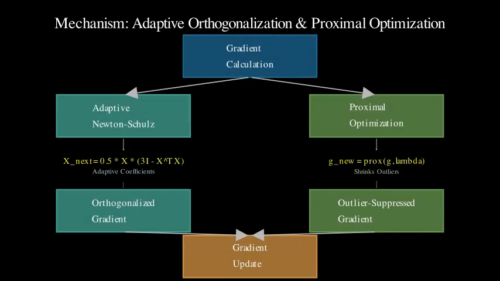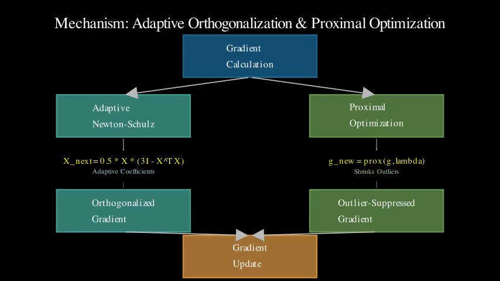First, for dimension-robust orthogonalization, it employs an adaptive Newton-Schultz iteration. Instead of a fixed number of orthogonalization steps, ROOT uses a Newton iteration, which quadratically converges toward an orthogonal matrix. Critically, it adaptively adjusts the coefficients within this iteration based on the specific matrix size being orthogonalized. This ensures consistently high precision across all parameter dimensions.